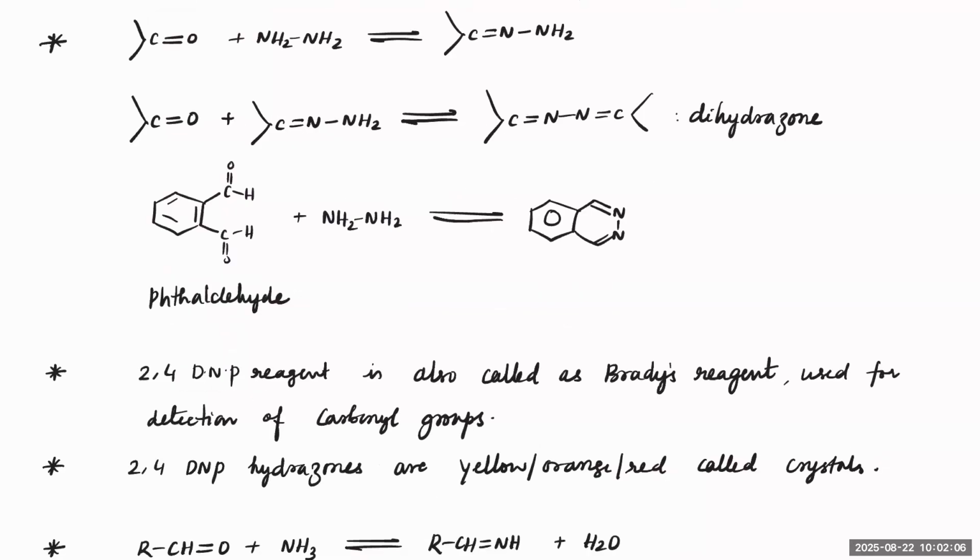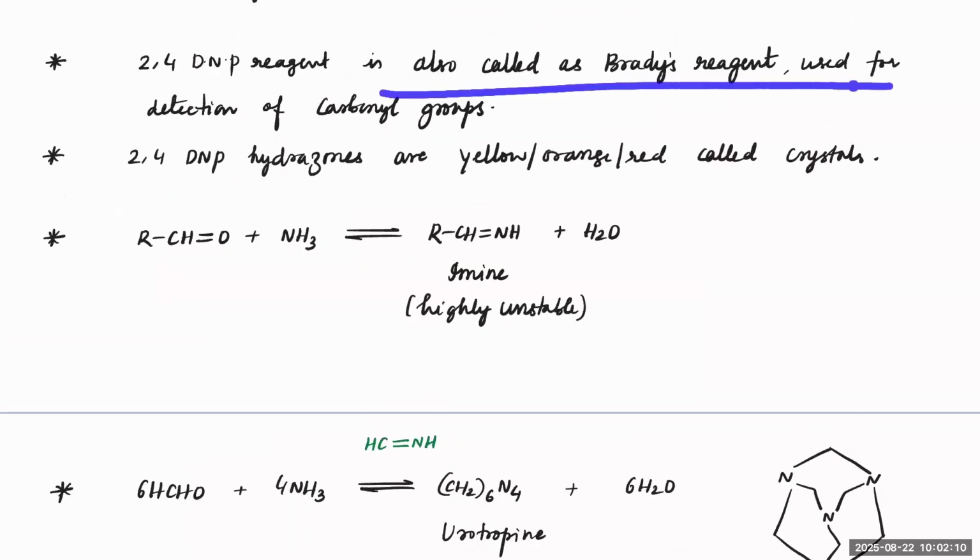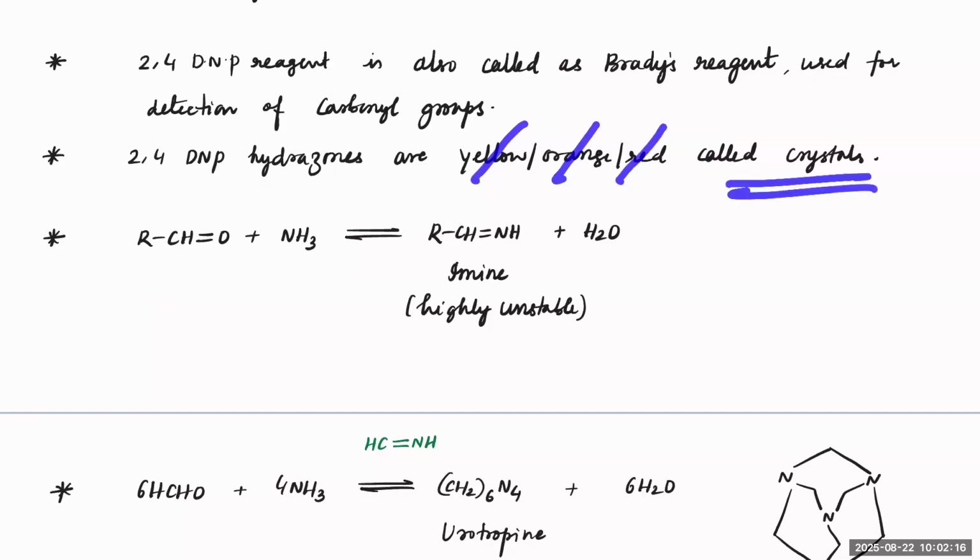Right. Next. 2,4-DNP is also called Brady's reagent. This is used for carbonyl compounds. It can form yellow, orange, and red color crystals.